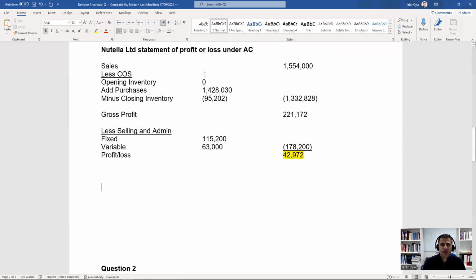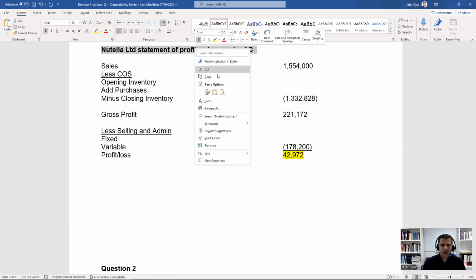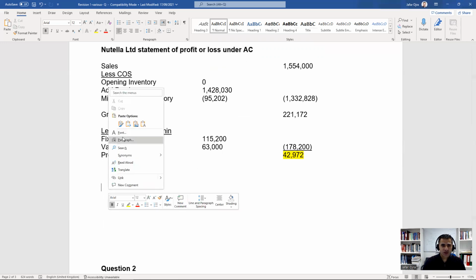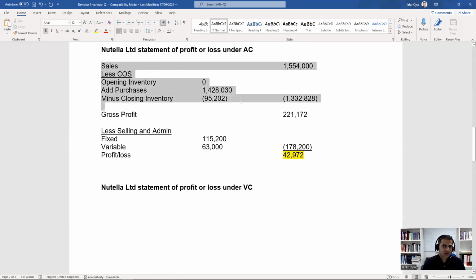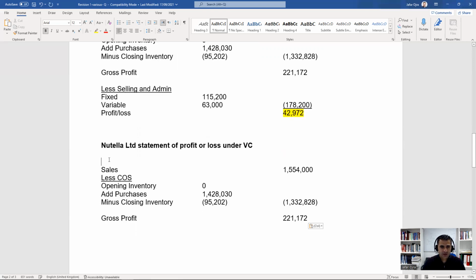So now let's come to calculate the statement of profit or loss under marginal costing, or we call it variable costing. Okay, here we go. Let's have a look. So what I'm going to do first, I'm going to just copy paste this. Yeah, let me copy paste this. So here we go. Let's find out.